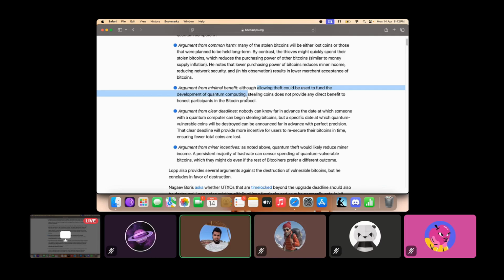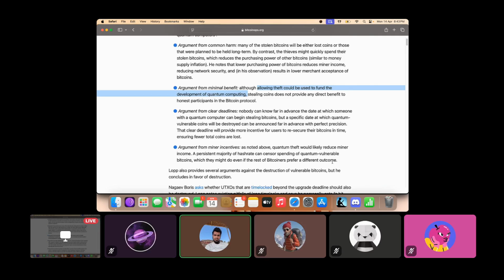Argument for miner incentives: as noted, quantum theft would likely reduce miner income. A persistent majority of hash rate can censor spending of quantum vulnerable bitcoins, which they might do even if the rest of bitcoiners prefer a different outcome. Okay, so we went through one of the arguments above where Jameson Lopp has assumed that if bitcoins get stolen and sold or liquidated, then the value of Bitcoin reduces. When the price of Bitcoin comes down, mining becomes less profitable, as a consequence of which fewer people will mine, and when the hash rate goes down, then the network will also become insecure and mining will not be profitable.